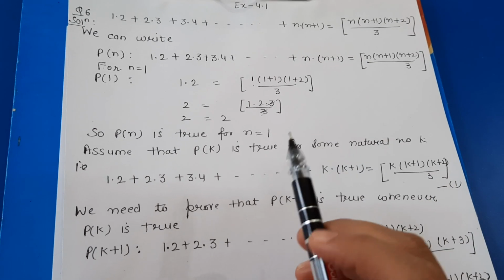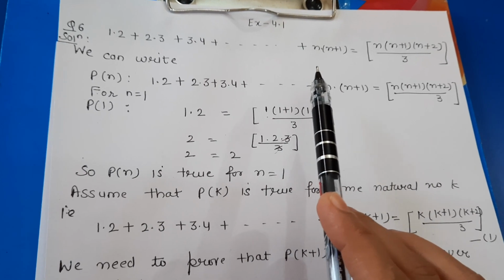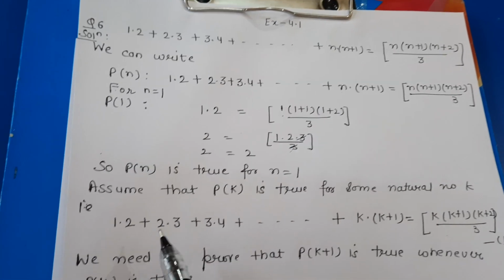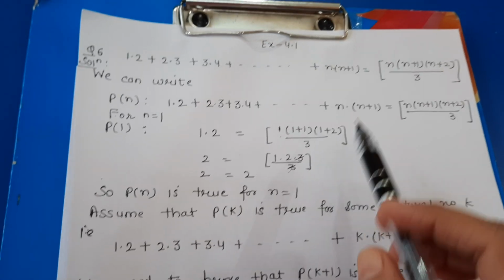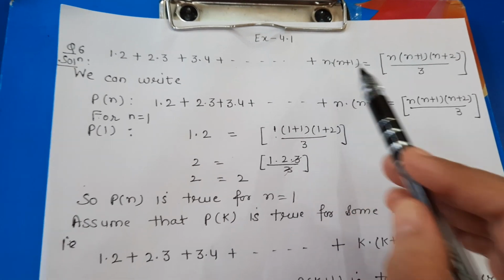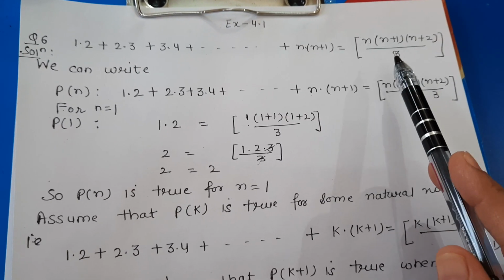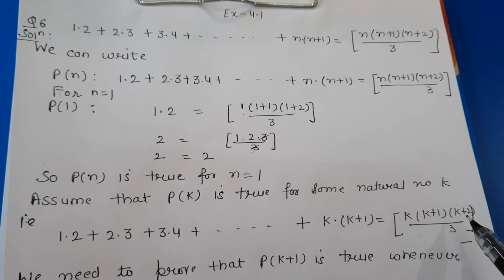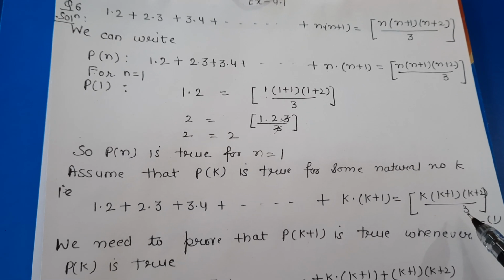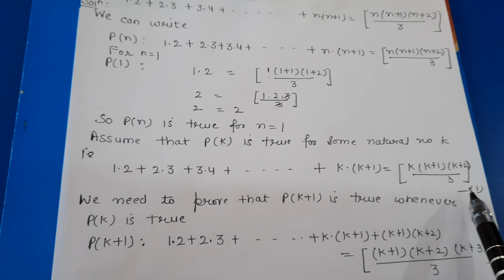That means you are assuming that the given result is true for n equals to k. So in this series, 1 into 2, 2 into 3, plus 3 into 4, here we replace n with k. So this is k into k plus 1. In the same way, on the right hand side, this is k into k plus 1 into k plus 2 divided by 3. Right? Label this equation as equation number 1.